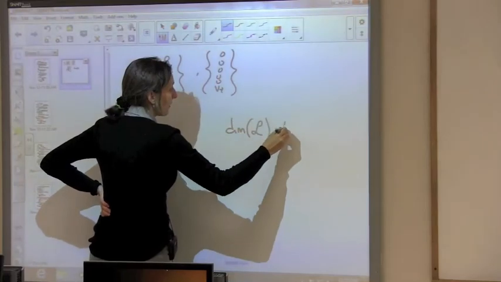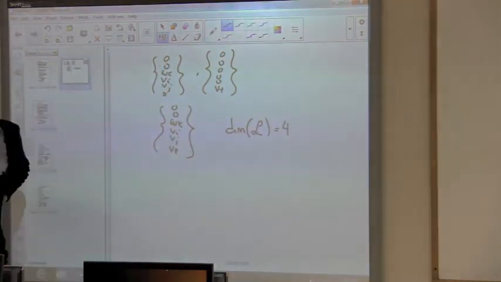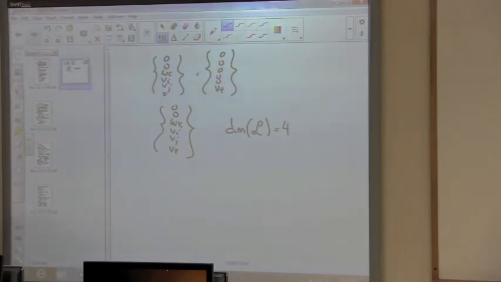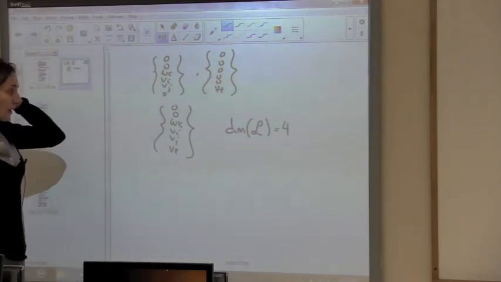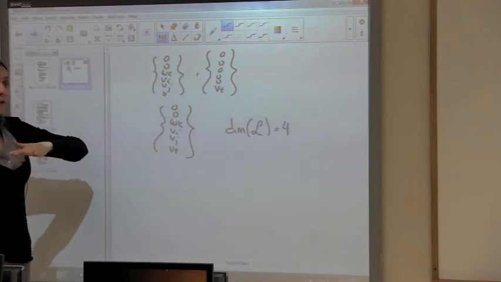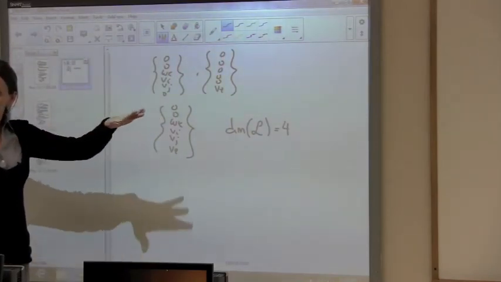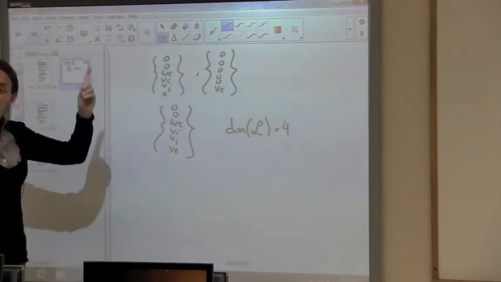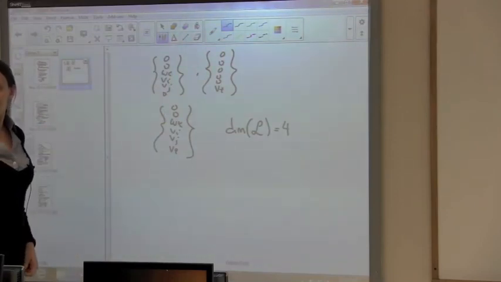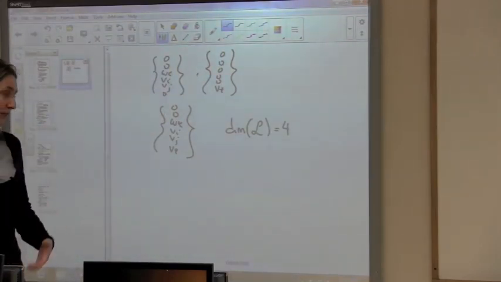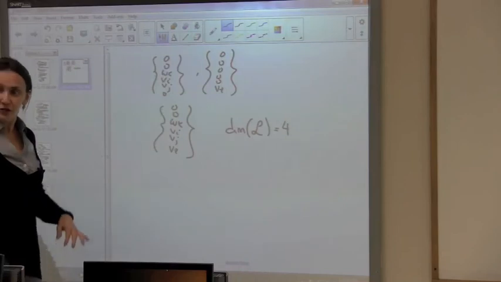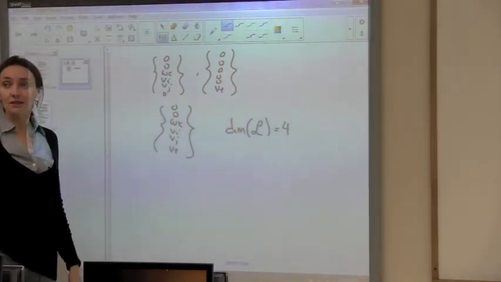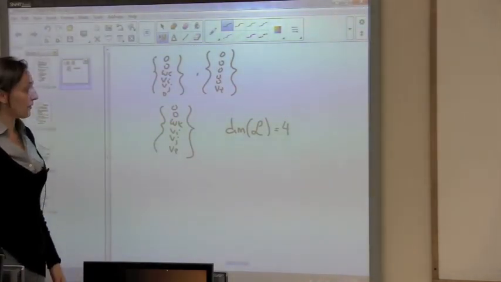It has a name. So vi, vj for the translations will be the translation given by the rotation, and then vk will be the translation given by the extra prismatic joint. So translations everywhere, rotations in a single direction, and that is actually a subalgebra.